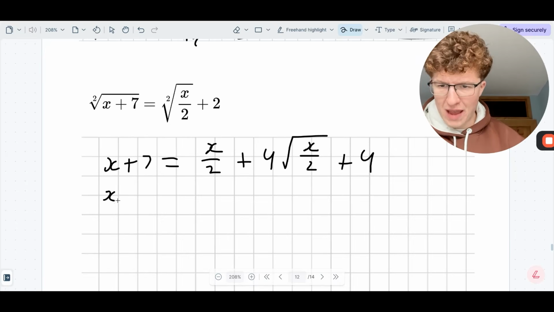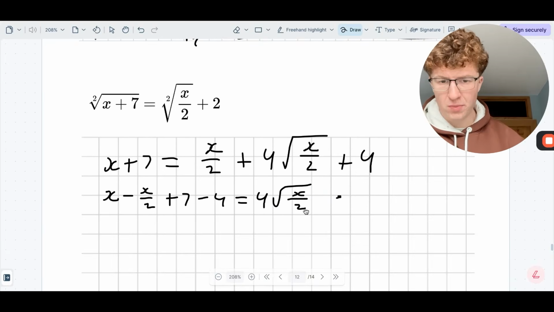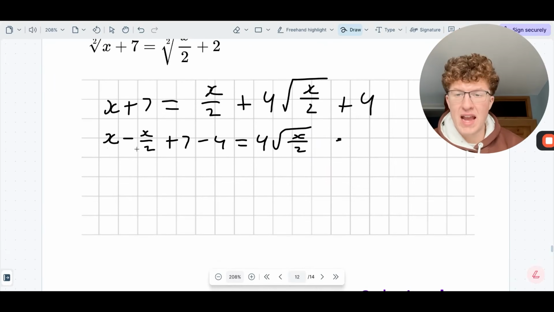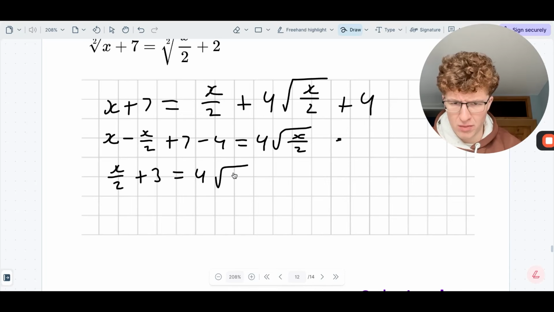Now let's rearrange. We're going to bring the 4 over and the x over 2 over. So we're going to have x minus x over 2 plus 7 minus 4 is equal to 4 times the square root of x over 2. Like that. x minus x over 2 is just going to be x over 2. 7 minus 4 is going to be 3. That's equal to 4 times square root of x over 2.